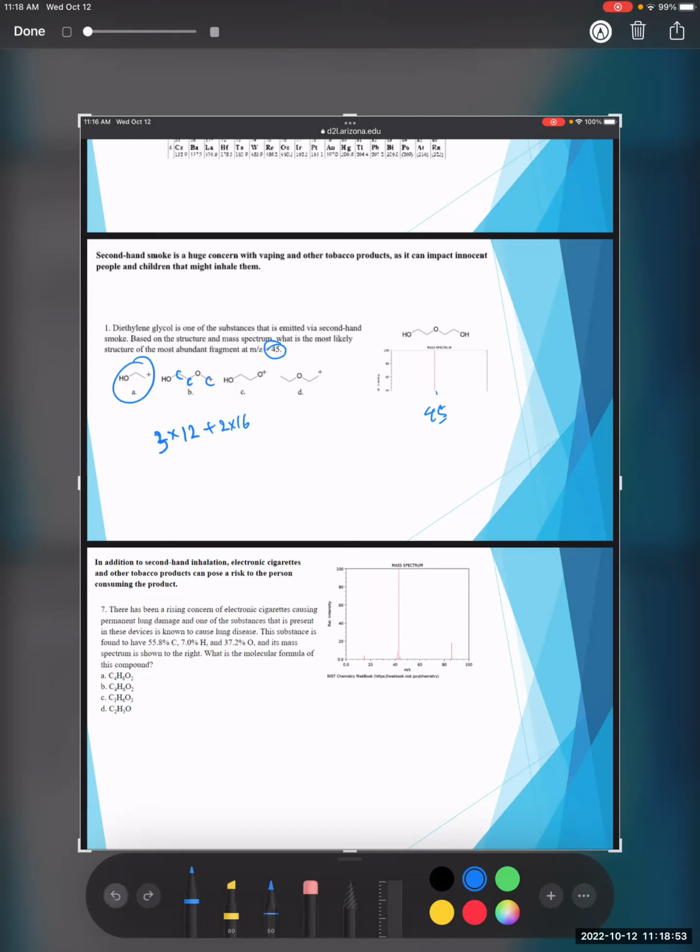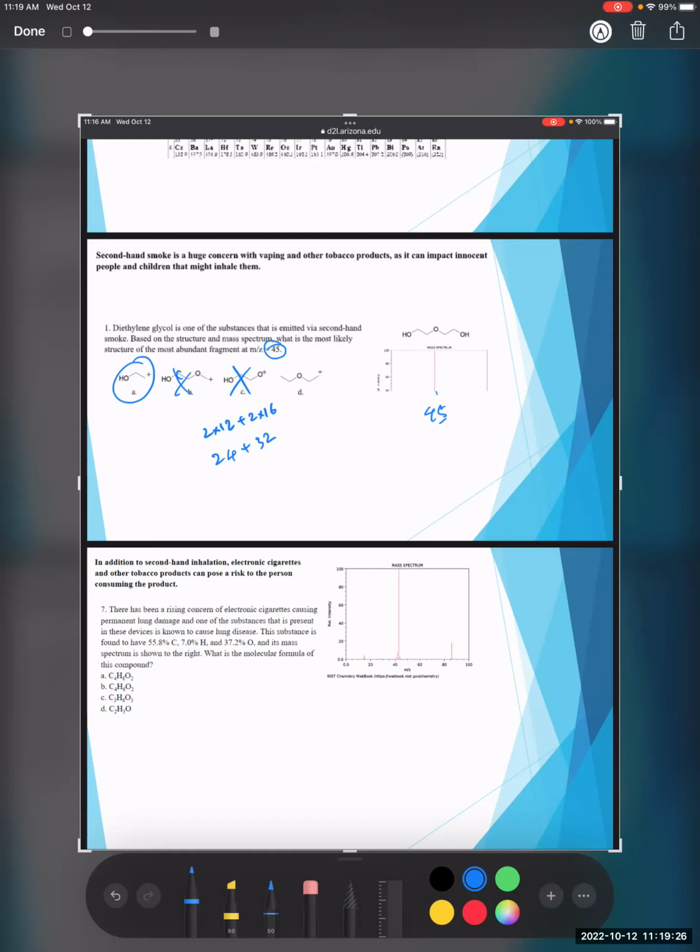And then moving on to option C, we have 2 carbons, that is 2 times 12, and then we have 2 oxygens, that is 2 times 16. If you think about this, 2 times 12 is 24, plus 2 times 16 is 32. Without even considering hydrogens, you see that 32 plus 24 is 56, which is more than 45. Therefore, that is out as well.